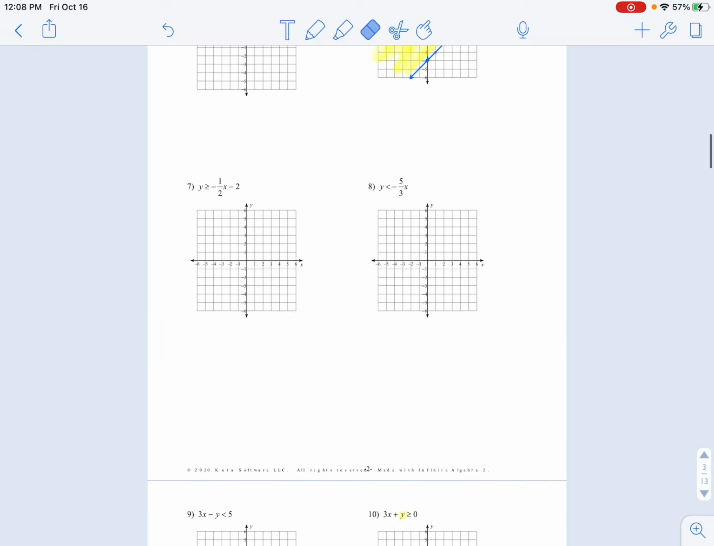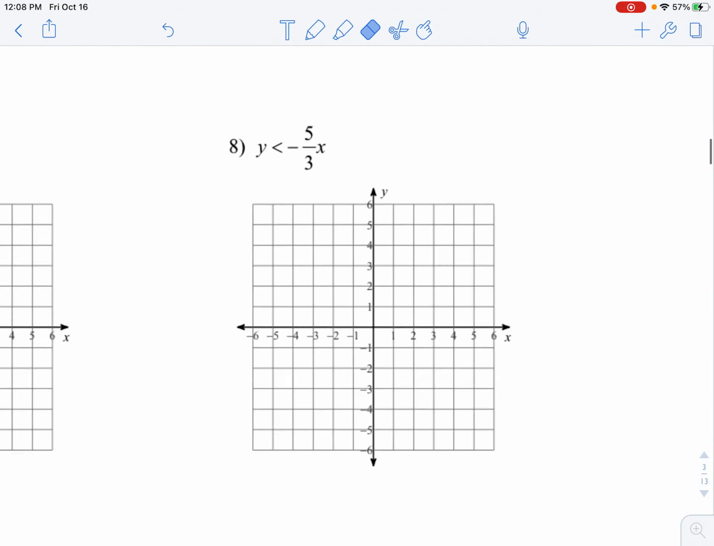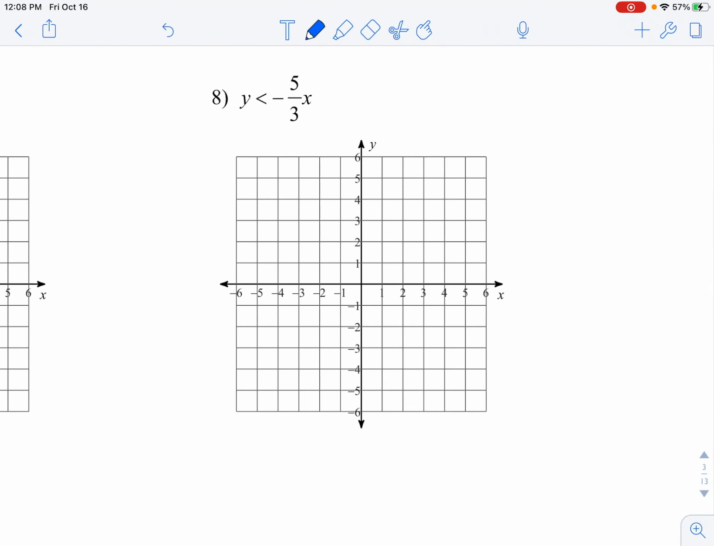But let me do that shortcut again on number 8, just to prove how easy it works. All right, this has no y-intercept, which means 0 is where it goes through the y-axis. The slope is negative 5/3. That means down 5 over 3. There's no equal sign here. That means I do a dotted line instead of a solid line.